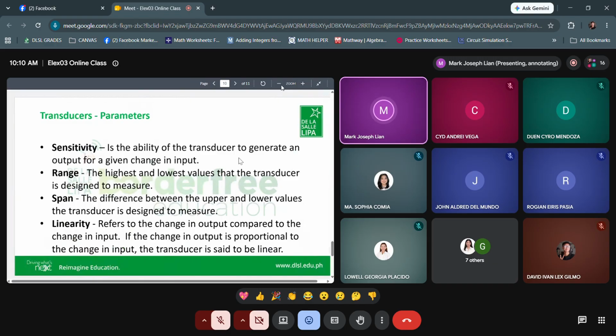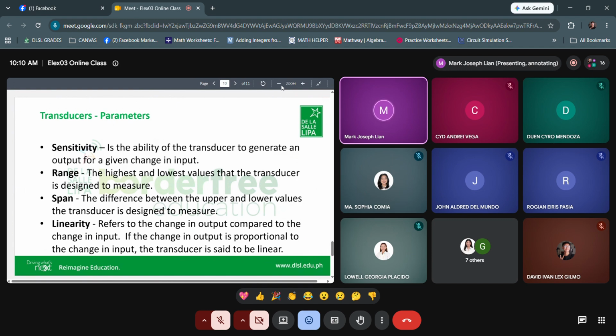Sensitivity is the ability of the transducer to generate an output for a given change in input. Ibig sabihin, gaano kaliit yung increment or change ng ating parameter na masasense ng ating mga sensor or actuator.